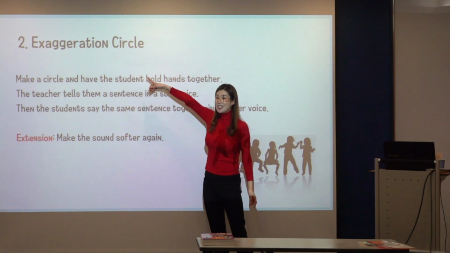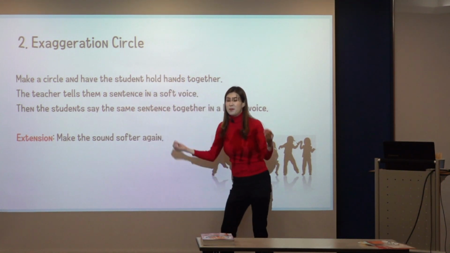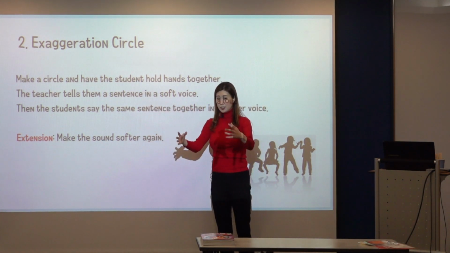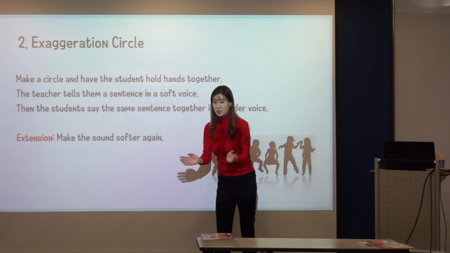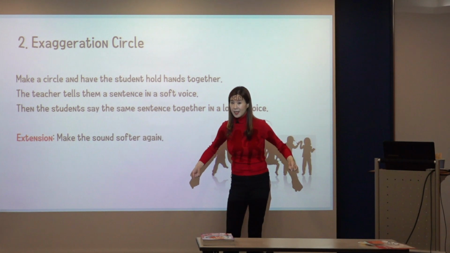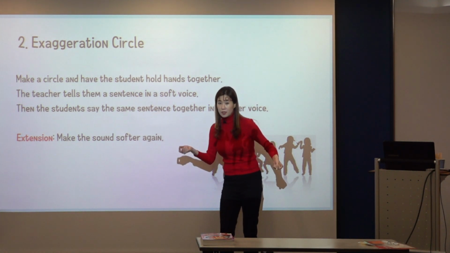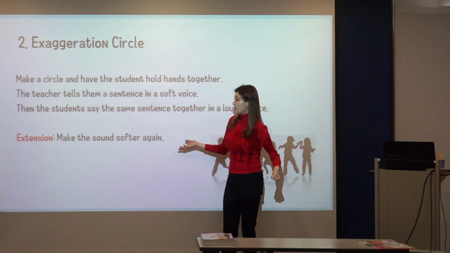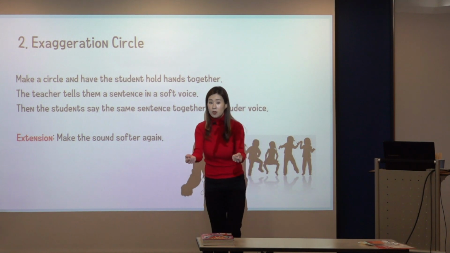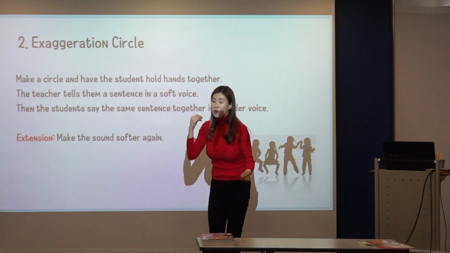Okay, second activity is exaggeration circle. When you do exaggeration, you make something bigger, right? Okay, think about your students and they're going to make a big circle with you. You hold their hands and then you say a sentence from a story, okay? And then your students make a smaller circle, but you say the sentence very, very loudly.